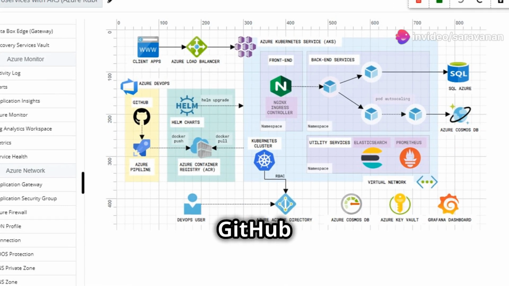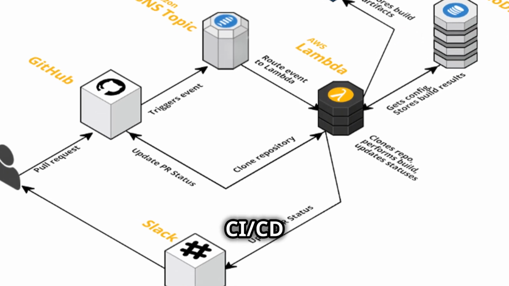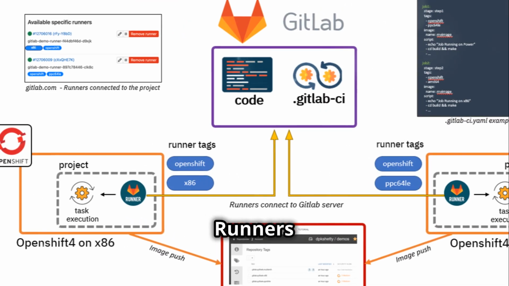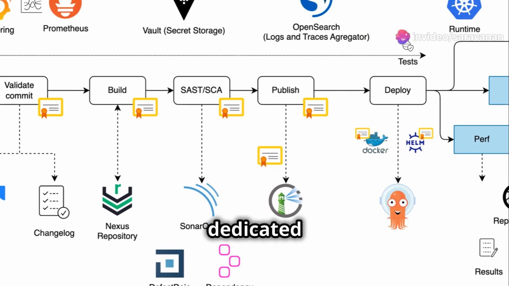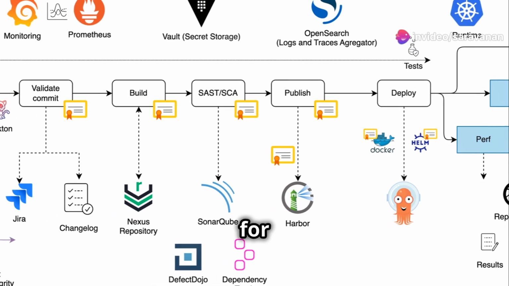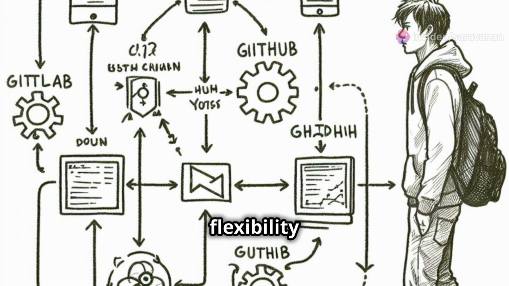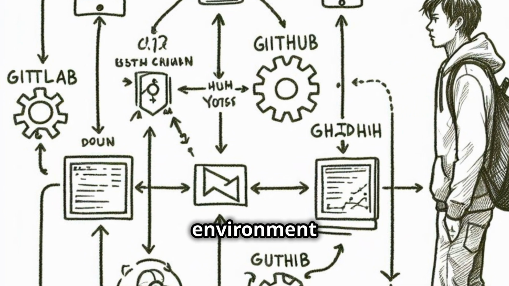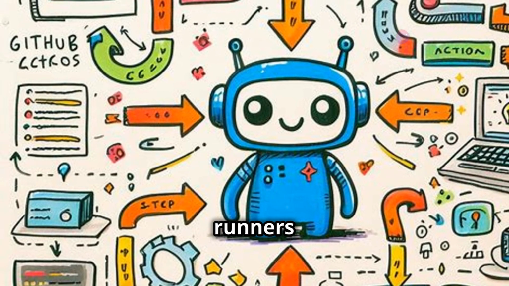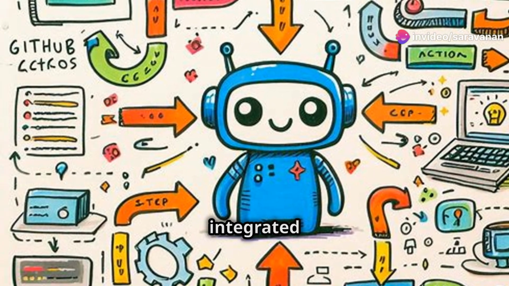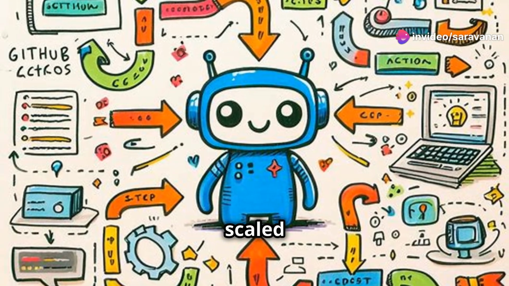GitLab Runner and GitHub Actions offer a rich set of features, each catering to different aspects of the CI/CD process. Runners and environments. GitLab Runner operates on the concept of runners, which are dedicated servers or containers responsible for executing CI/CD jobs. This architecture provides flexibility in terms of resource allocation and environment customization. GitHub Actions leverages the concept of runners as well, but these are more tightly integrated with the GitHub platform and can be dynamically provisioned and scaled as needed.